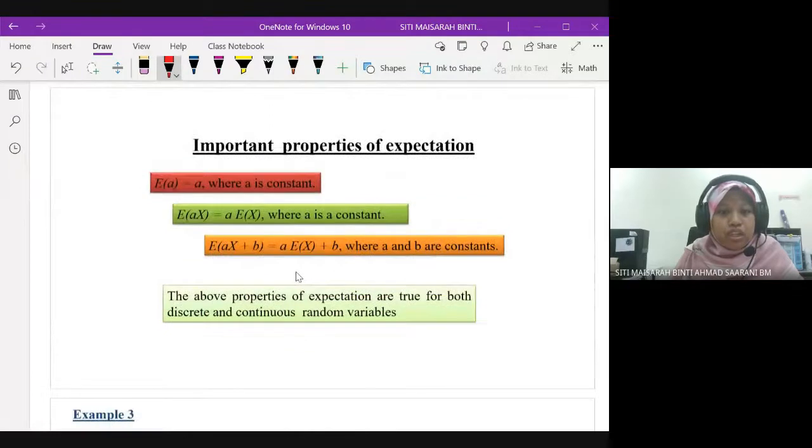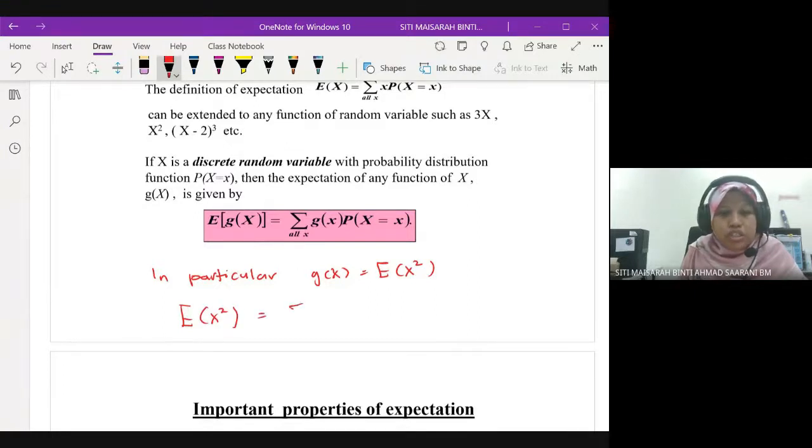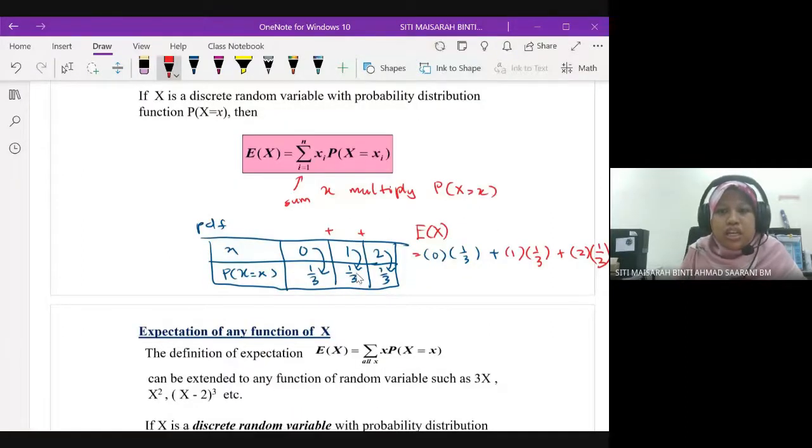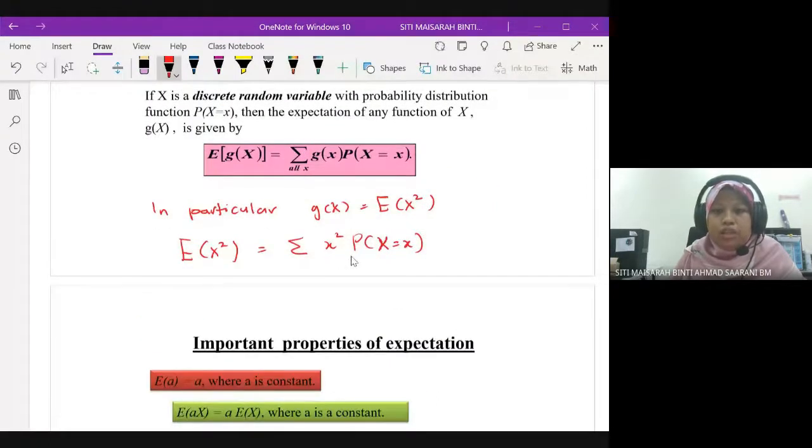In particular, okay, let's say g(x) is equal to x square. So then we want to find E(X square), which is summation x square P(X equals to x). So maksudnya kat sini summation x square multiply by P(X equals to x). So ini benda yang sama macam tadi, cuma kat sini kita kena square dia punya x. So maksudnya untuk E(X square), so this one is 0 square multiply 1/3 plus 1 square multiply 1/3 plus 2 square multiply by 1/3. Okay. So jadi kita squarekan bahagian x tersebut. So this one is E(X square). Okay. So summation x square multiply P(X equals to x).